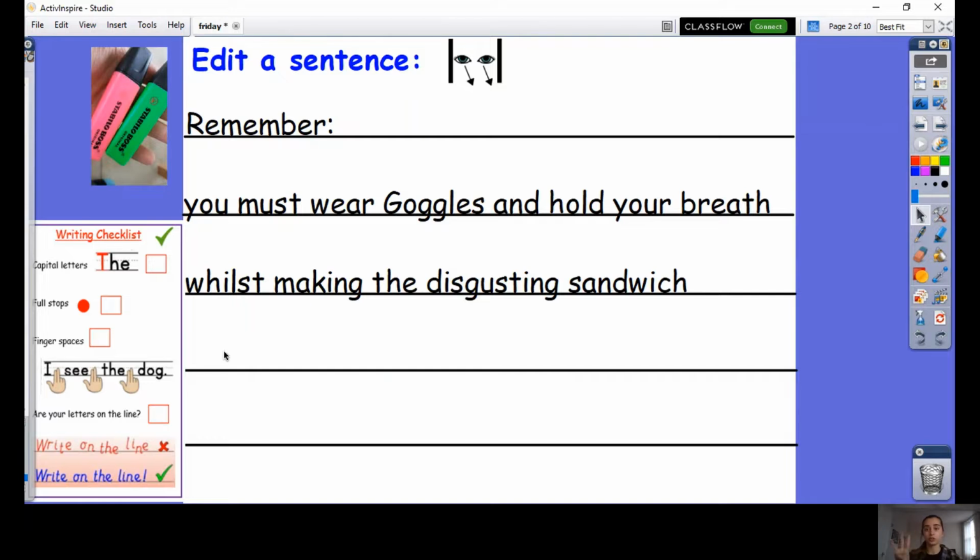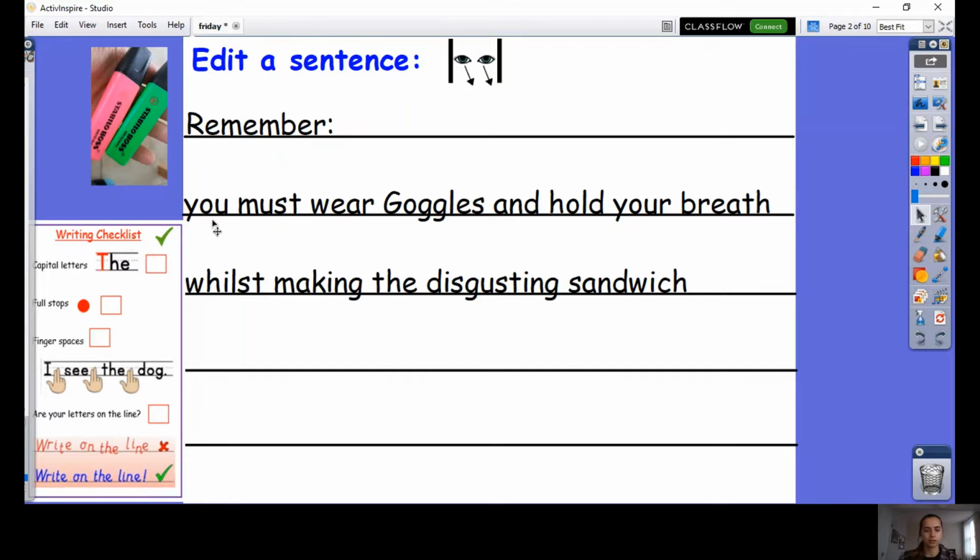Have you spotted those 3 mistakes? Well done. Let's use our writing checklist to help us find them. Okay, let's look for capital letters. Where do we need capital letters? At the start of our sentence. And we also need them for a name or a place. Okay, remember, should have a capital letter. It does. Fantastic. This is the start of our sentence.